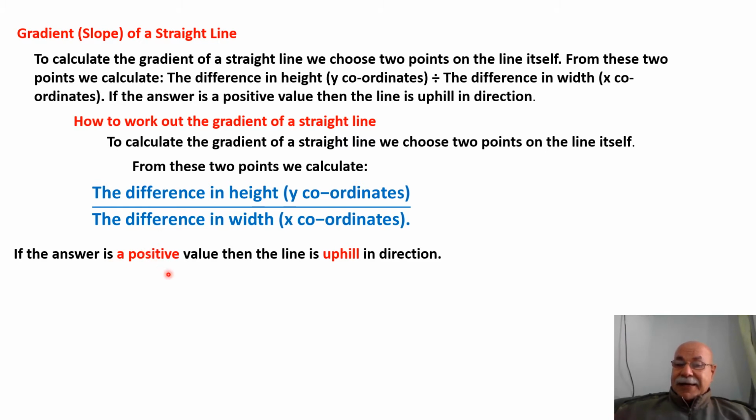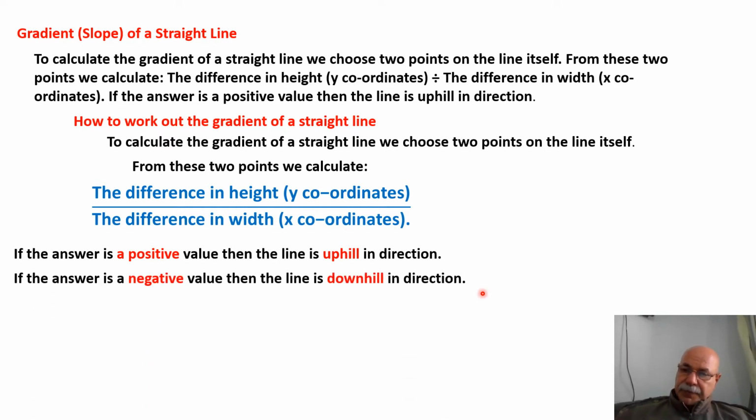If the answer is positive, meaning a plus value, not negative, then the line is uphill in this direction, going upwards, and this is the real value of m, as we will see now in the examples. If the answer is negative, the line is downhill, sloping downwards, in the opposite direction. If the direction is to the right, it will go to the left in the case of a negative gradient.